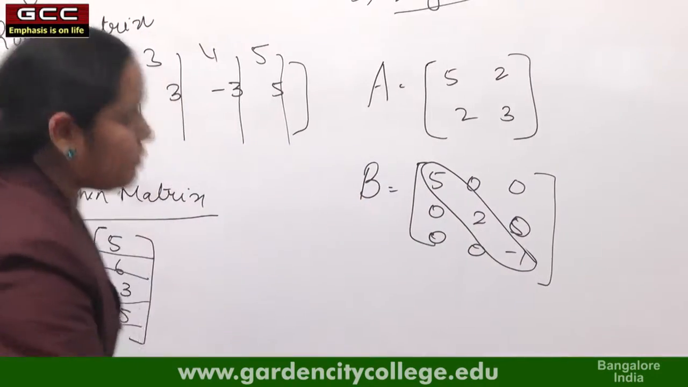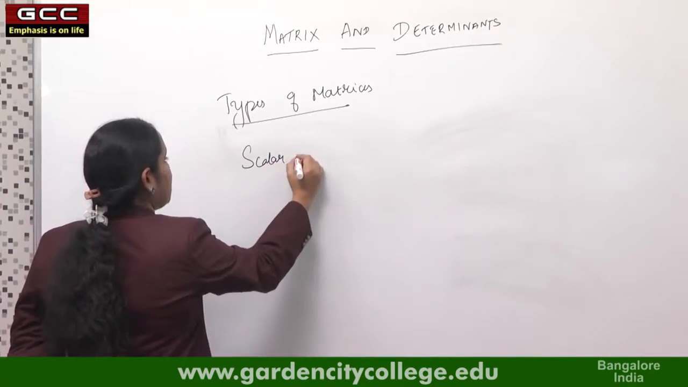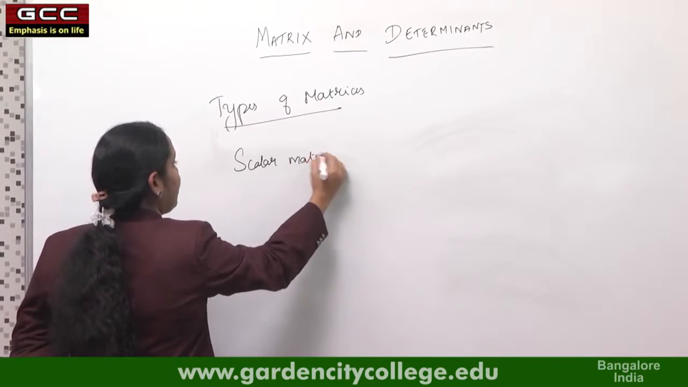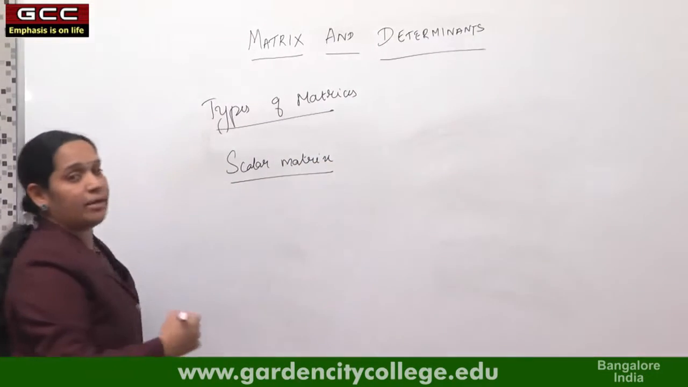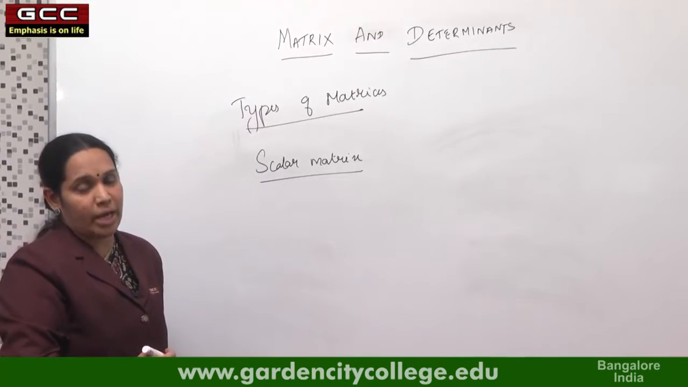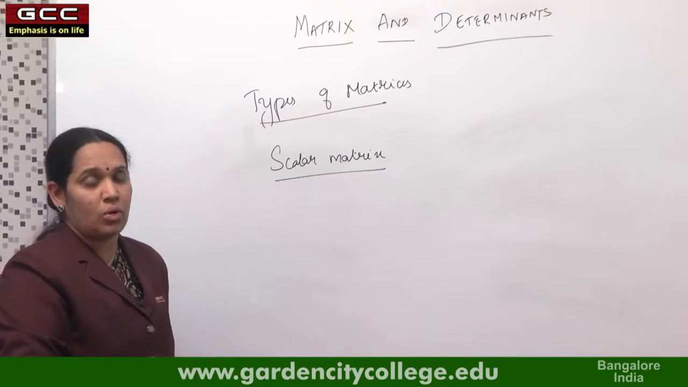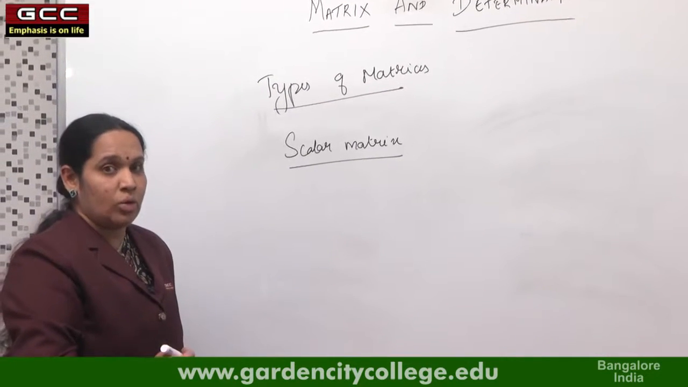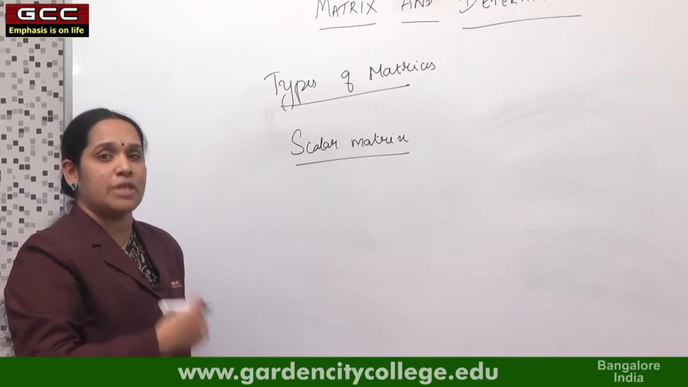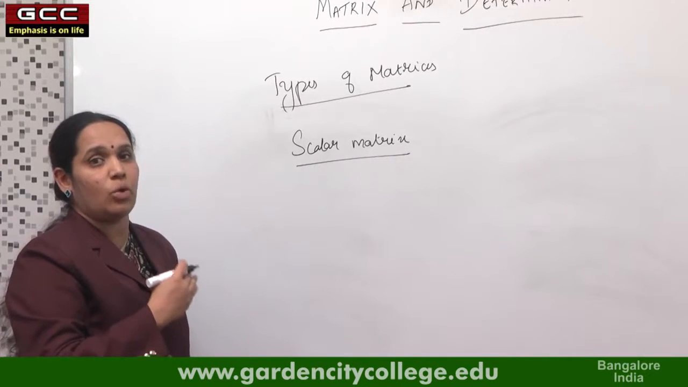The next matrix we are going to discuss is a scalar matrix. A scalar matrix is a diagonal matrix in which all the diagonal elements are the same. As I already told, a diagonal matrix is a square matrix in which only the principal diagonal elements are non-zero and all other elements are 0. A scalar matrix is a type of diagonal matrix in which the diagonal elements are all the same.